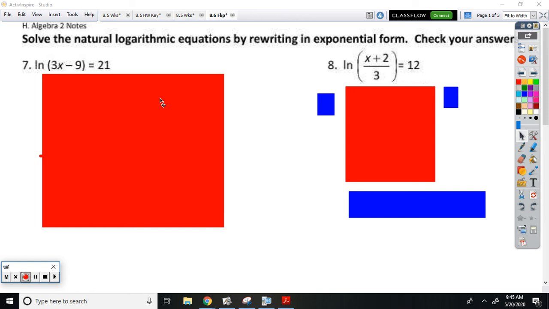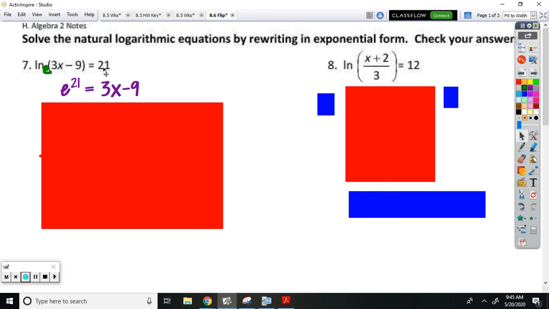I also wanted to take a minute to go back and go over numbers 7 and 8. In the video, I did not explain those. They were just extra practice problems for you to try, but in case you had trouble with them, here's a little reteaching on 7 and 8 from the notes. So remember, a natural log has an imaginary base of an e. So the first thing we should do is change this to exponential form. E to the 21st power is equal to 3x minus 9.